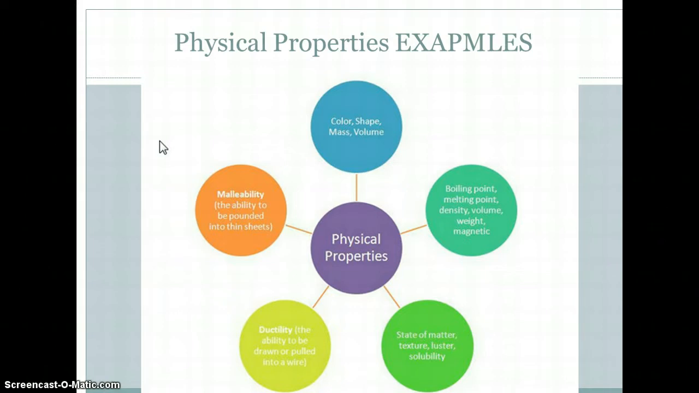Okay, I want you to do this spider diagram or concept map. So physical properties in the middle. And these are the different ones. Color, shape, mass, volume, boiling point, melting point, density, volume, weight, magnetic ability, state of matter, texture, luster, solubility, ductility, that's the ability to be drawn into wire, and malleability, the ability to be pounded into sheets. These two apply specifically to metals. These other ones apply to anything else.